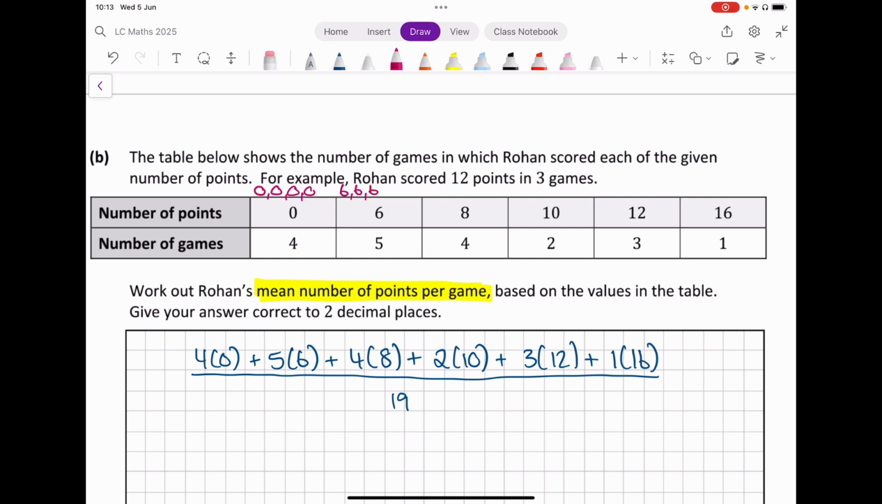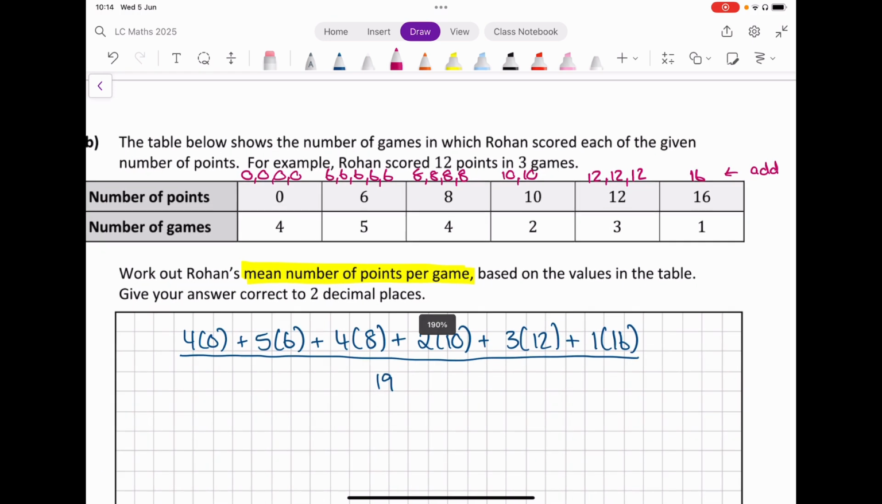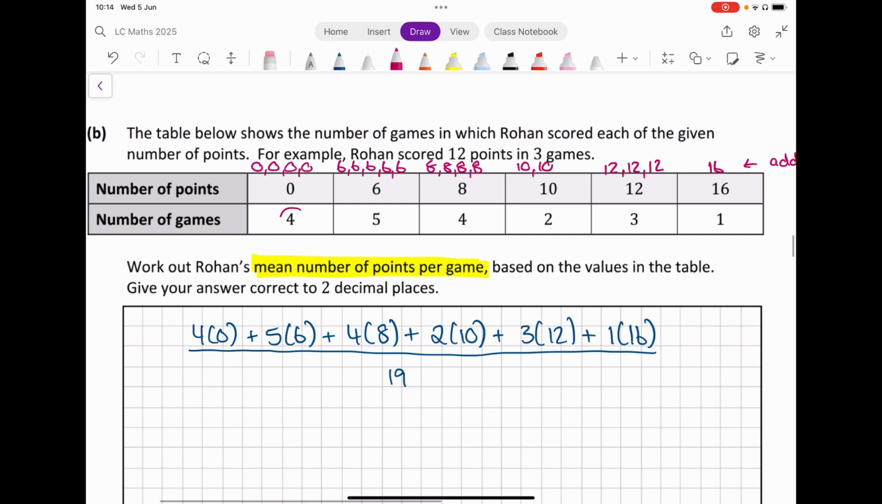6 points, 6 points, 6 points, 6 points. He did 4, 8, 8, 8, 8 games. He did 10 and 10, 12, 12, 12, and one game he scored 16 points. So if I wanted to, yes, I could go and add all of those numbers together and divide by the number of games. But a quicker way of doing that is just going 4 by 0.